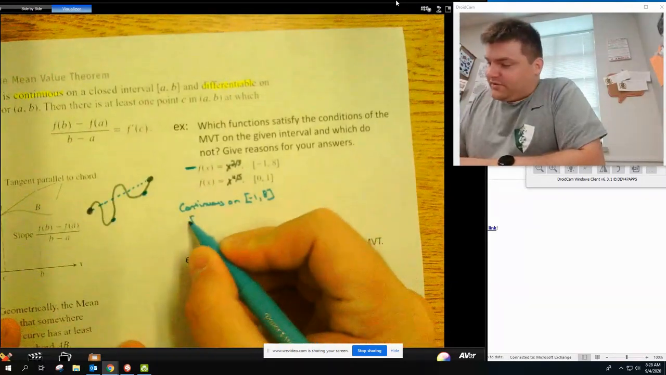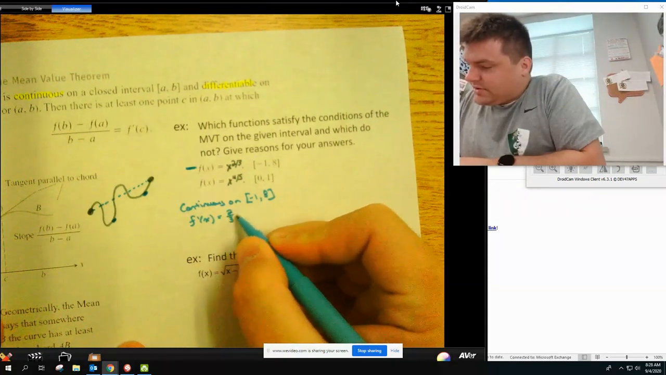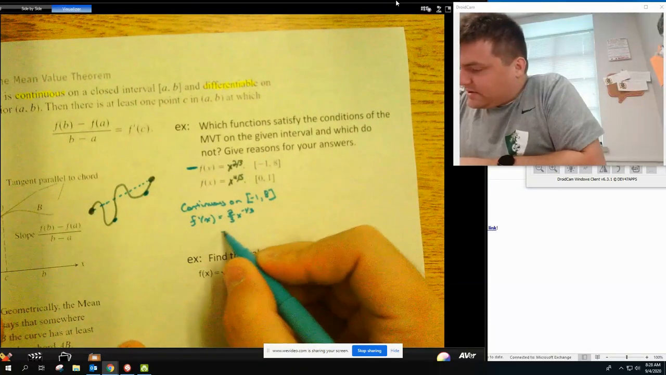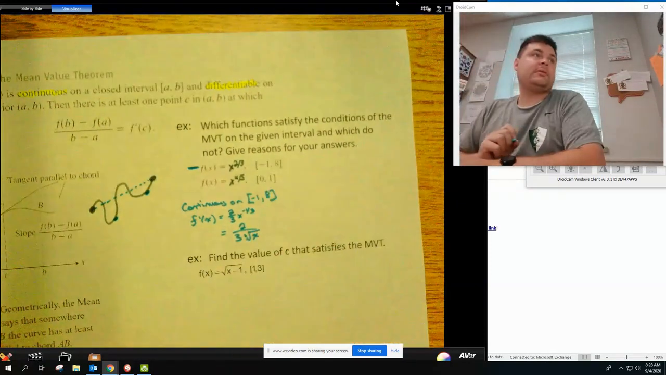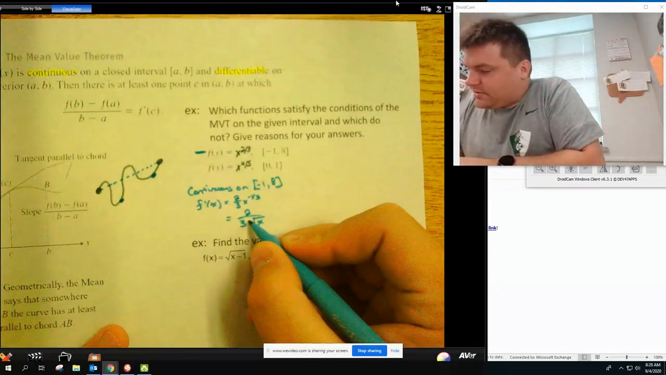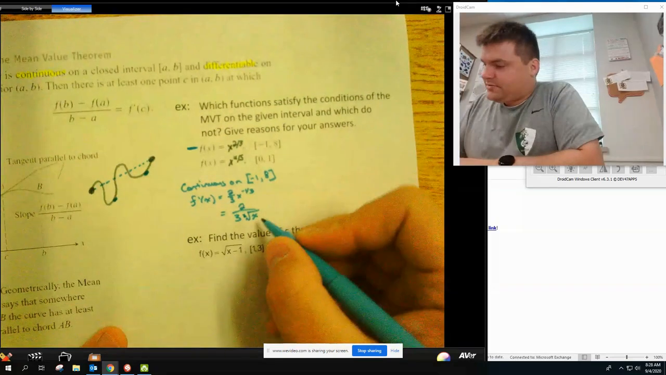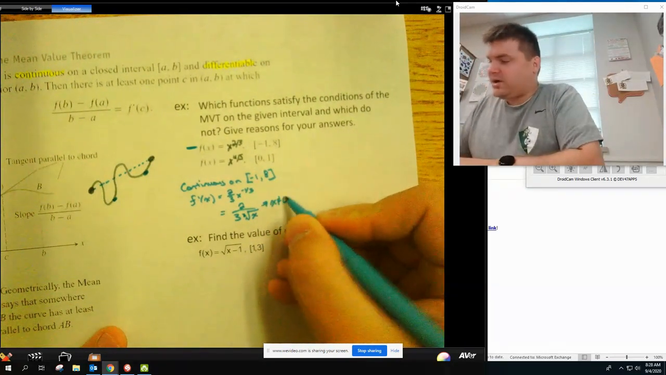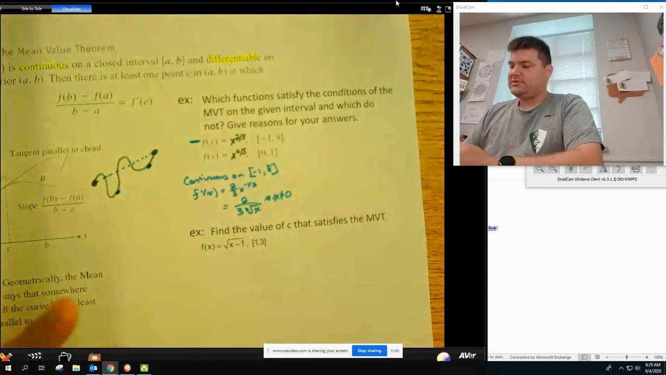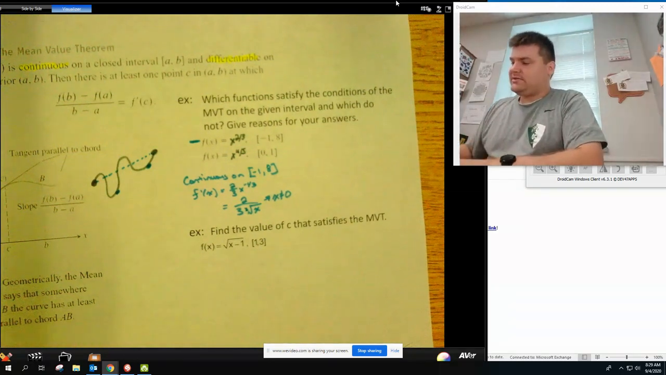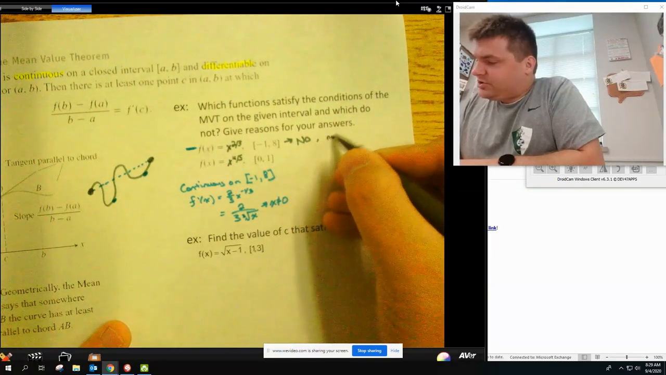If I find the derivative, that's going to give me 2/3 x to the negative 1/3, which, if I clean it up, is the cubed root of x. There's supposed to be a little cube right here, kind of hard to tell. So this is not differentiable at 0. So x cannot equal 0 on the derivative, and that's inside of my interval. So this guy right here is a no. Why? Because it's not differentiable.